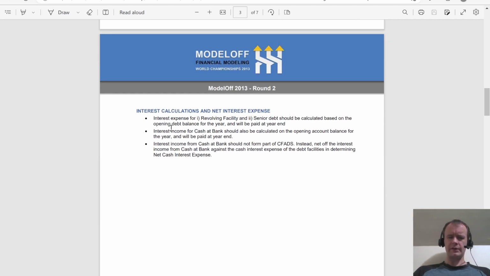Again, this is repeating something from earlier: interest is calculated on the opening balance and paid at the end of the year. Same logic for interest earned on cash at the bank. And it's just telling you what shouldn't be part of cash flow available for debt service.